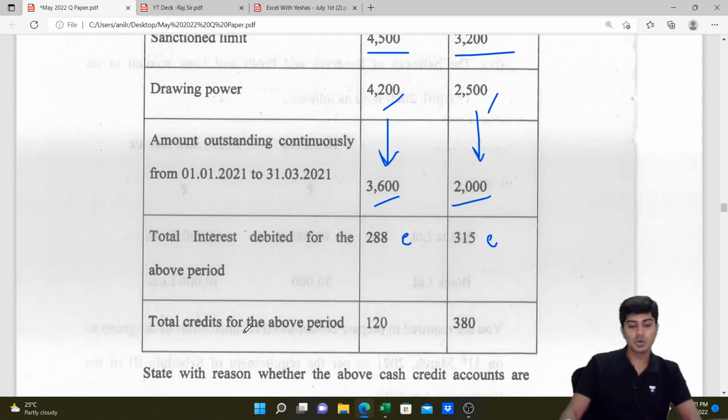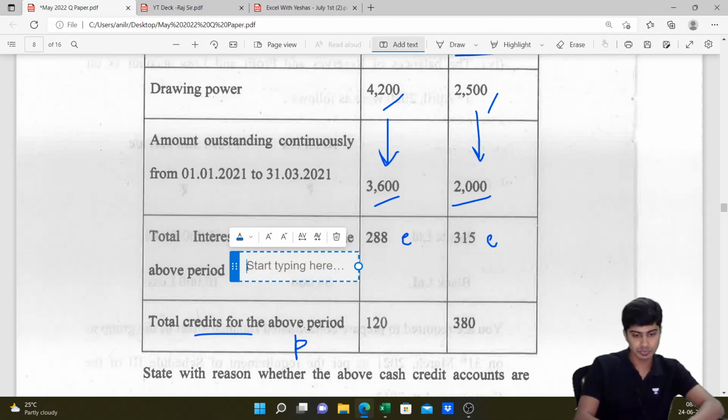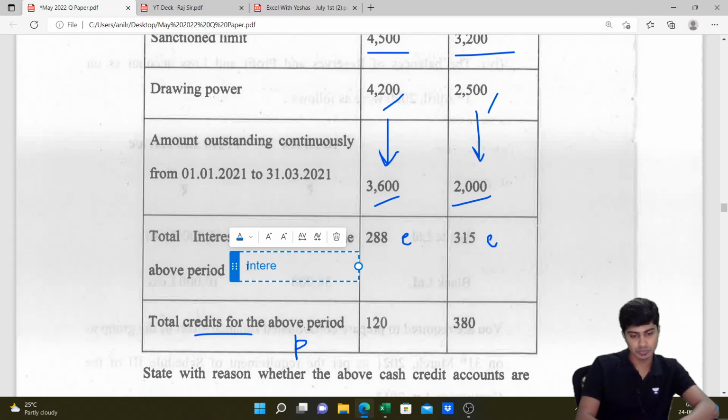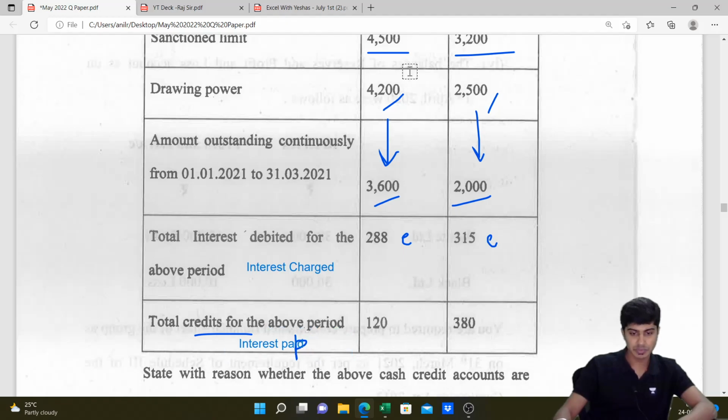Very good. Total credits, in the sense, this is the payment. This is the amount that they paid. If you want, I'll type it down here for you. Interest charged by the bank to the account is this much. Interest paid is this much.